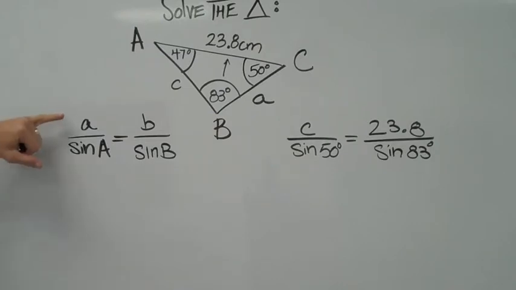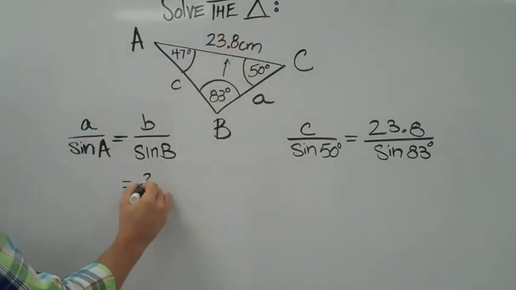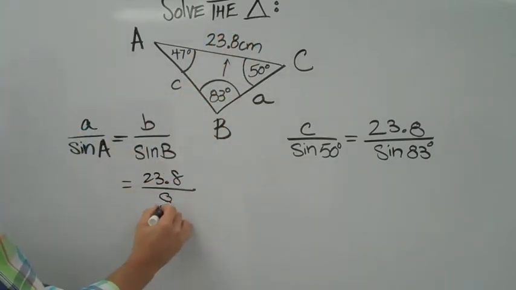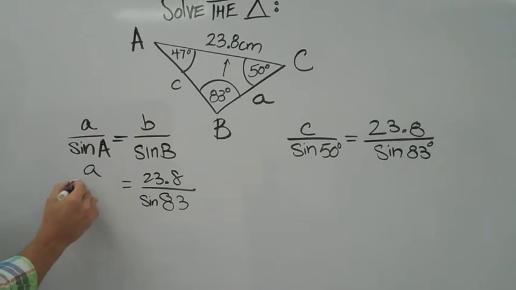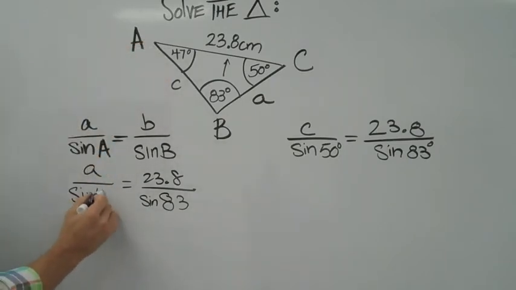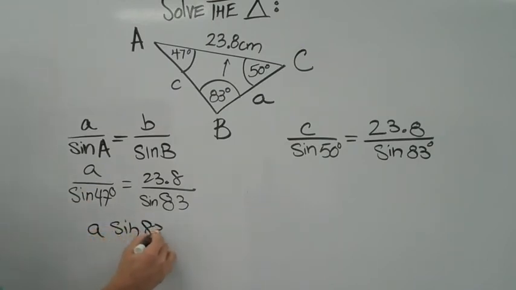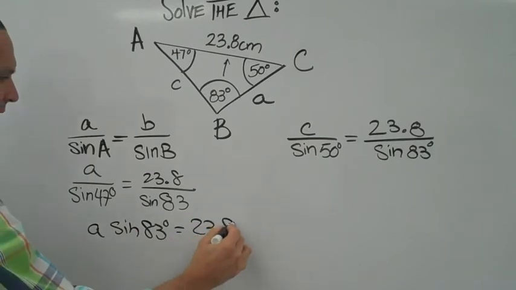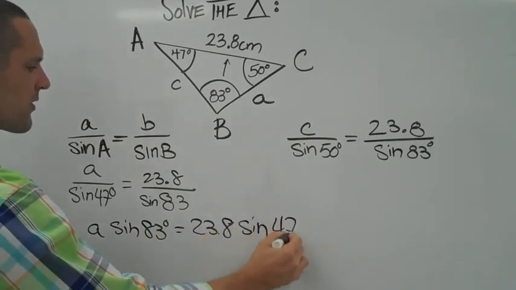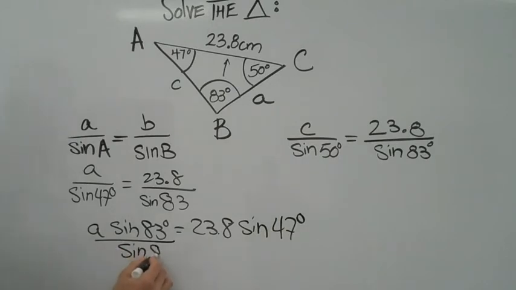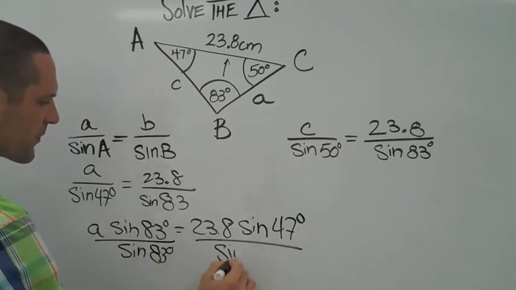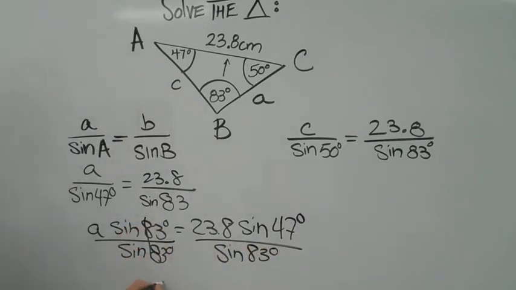I know the rule of sines tells me a over sine A equals b over sine B. Well, b over sine B is 23.8 over sine 83 degrees. And a over sine A, well, I don't know what a is, but I do know that we have sine of 47 degrees here. I can cross multiply. I get a sine 83 degrees is equal to 23.8 times sine of 47 degrees. I can divide both by sine of 83 degrees. These will cancel, and I'm left with a is equal to 17.5 what? Centimeters.